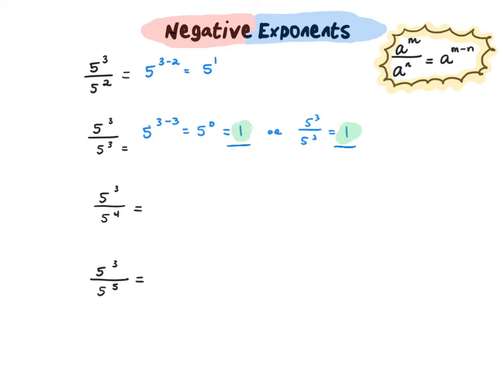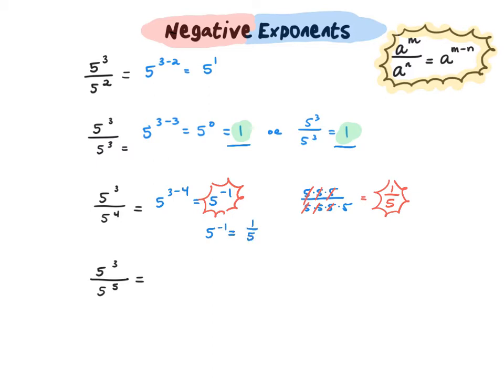Now on this one, if I use that same rule here, I would get 5 to the 3 minus 4, and I get 5 to the negative 1. Well, I know this is 5 times 5 times 5 over 5 times 5 times 5 times 5. And if I reduce like we did in dividing monomials, I end up with 1/5. So 5 to the negative 1 should be equivalent to 1/5. These should be equivalent based on the two different ways I simplified.